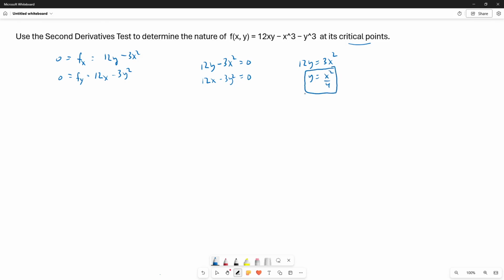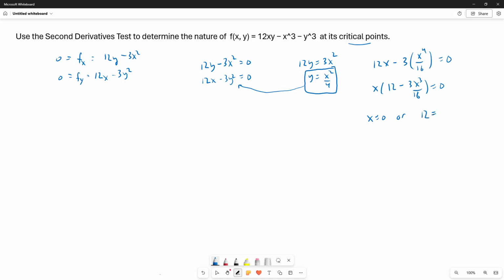And then we will plug that into the second equation. So that'll give us 12x minus 3 times y squared, which is x to the 4th over 16, is equal to 0. So we can factor out an x, and we have x times the quantity 12 minus 3x cubed over 16 equals 0. So either x is equal to 0, or the quantity in the parentheses is 0.